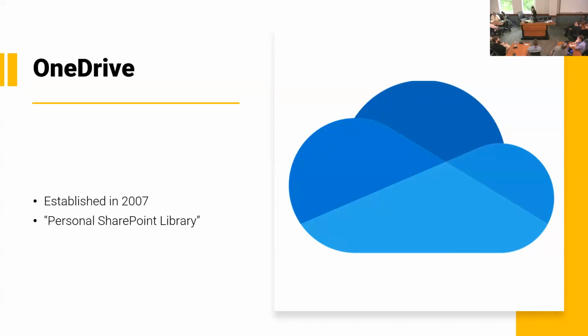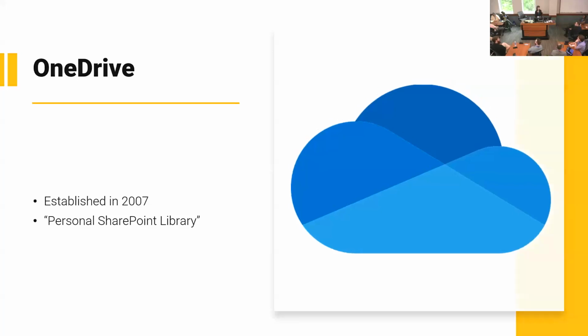So OneDrive was launched as a personal SharePoint library. They basically took that foundation of a SharePoint site, assigned that document library to one user, and that's it. It's basically all it is. There's no page associated with the user's OneDrive.